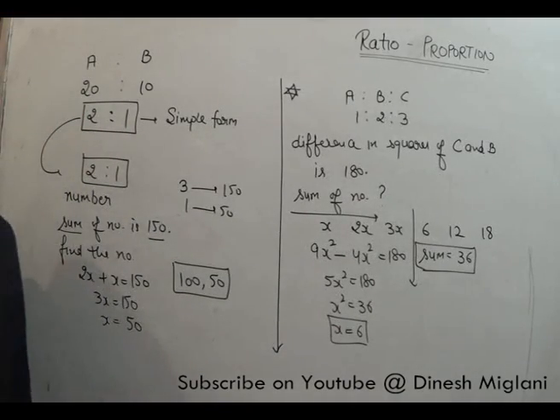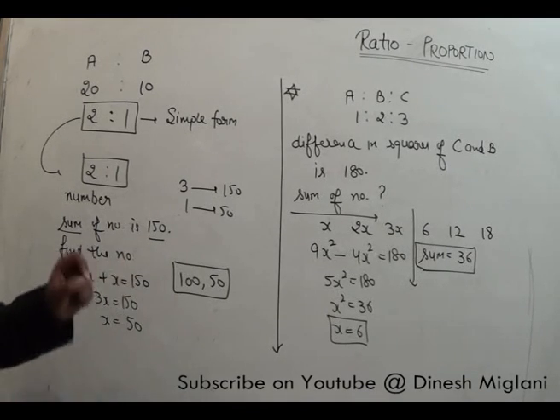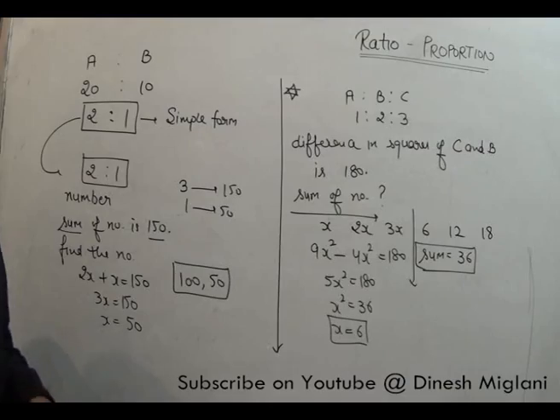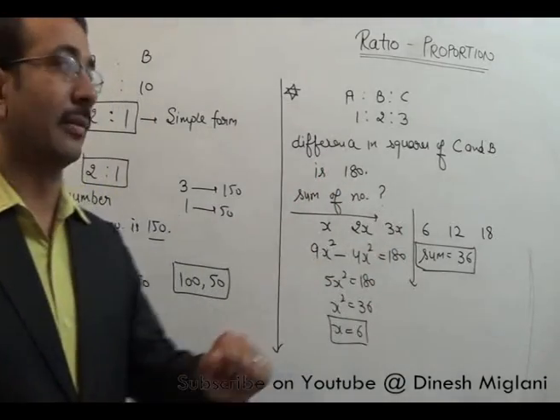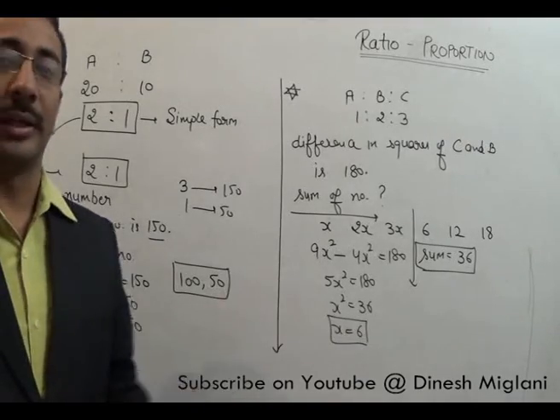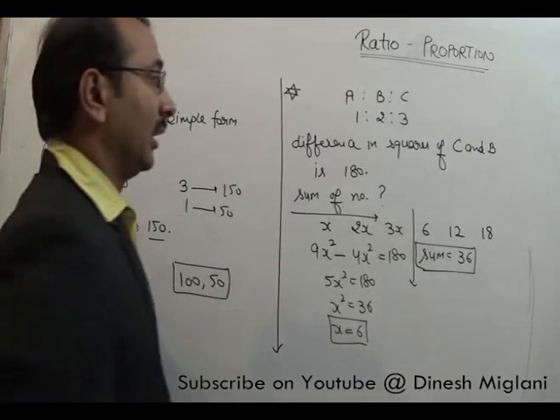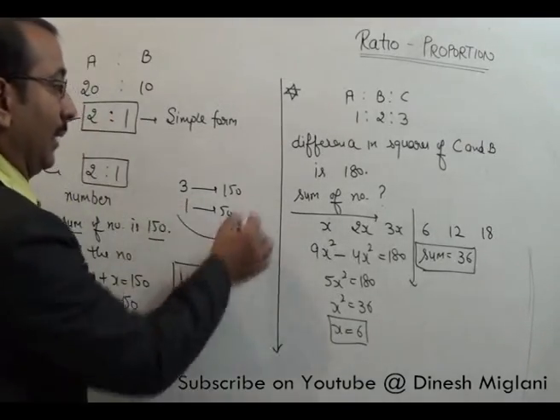Now in this problem, it is not based on the linear. Here it is linear: either the sum is given or the difference is given. But when the square is given, the cube is given, or the product is given, it becomes quadratic or cubic. So in these types of questions, I cannot go by the approach that I applied here.